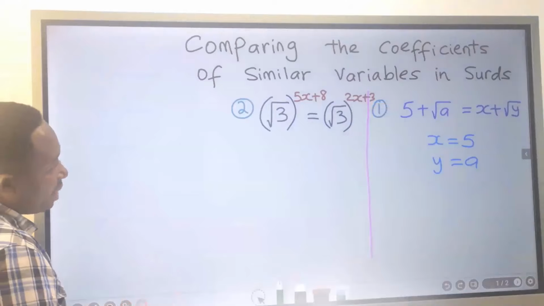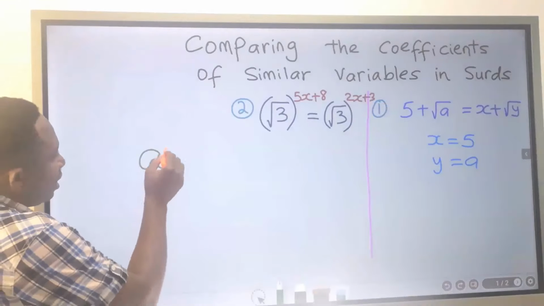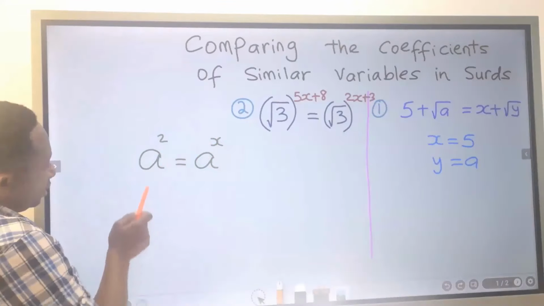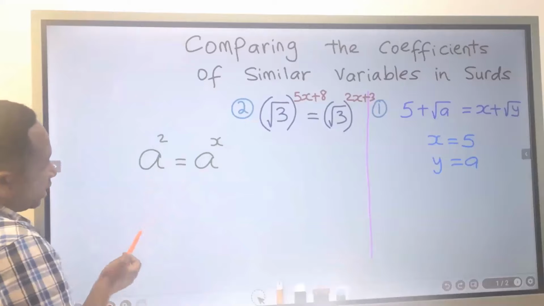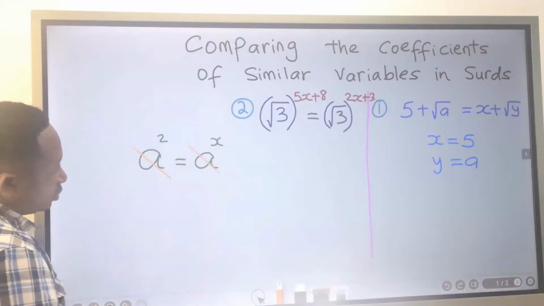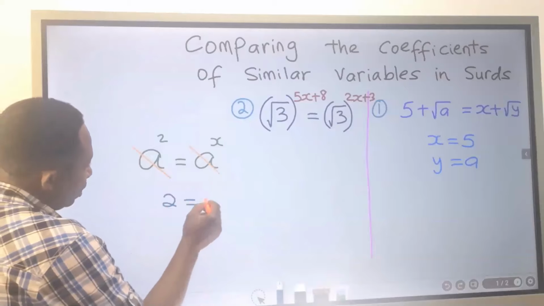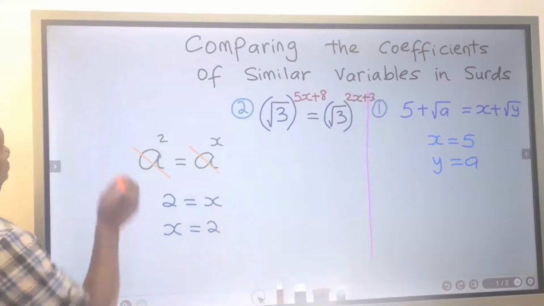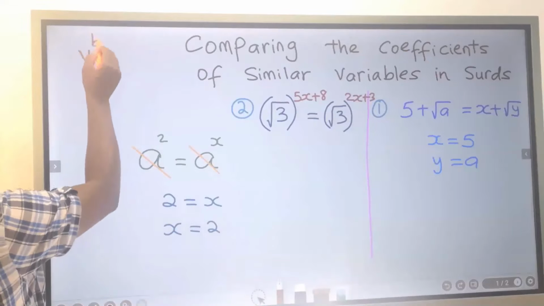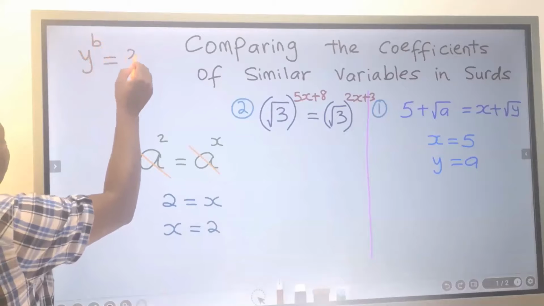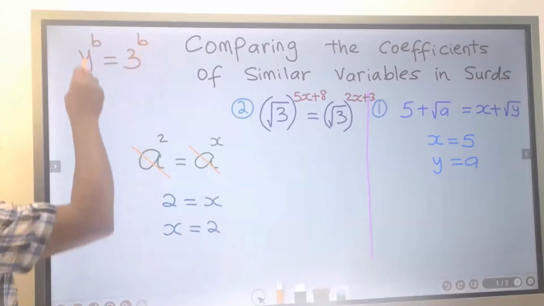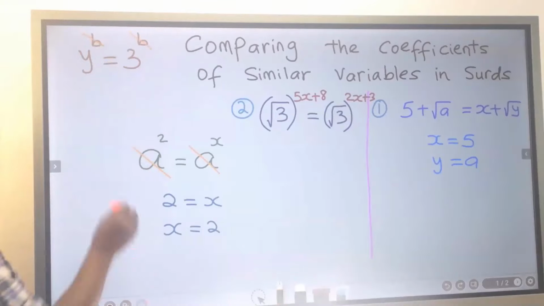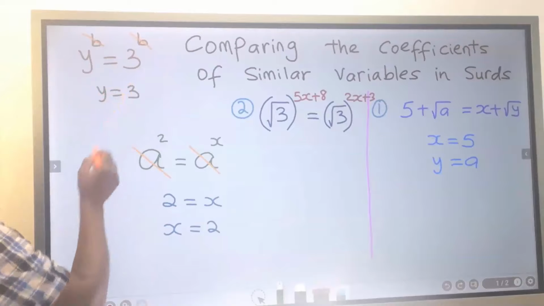In basic mathematics, if I have a to the power of 2 and I have a to the power of x, this a and this a are the same, hence they will cancel out, and here 2 is x or x is 2. Likewise, if I have y to the power of b and I have 3 to the power of b, this b at the power and this b at the power will cancel out, and y is 3.